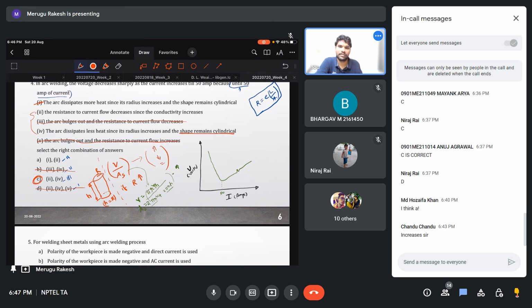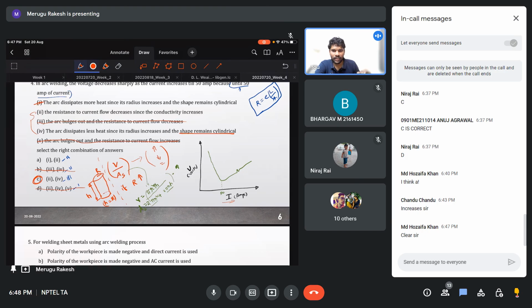The shape remains cylindrical up to 50 amps. Once it crosses that, it bulges out. This is what people observed experimentally. Once it bulges, the resistance will increase and the conductivity reduces. So the current is increasing, but the voltage is increasing only at a slow rate. Did you understand this V by A concept? Is it clear, or do you have any confusion? I'm just relating two concepts, V by A in casting as well as welding, so that it will be easier to understand.